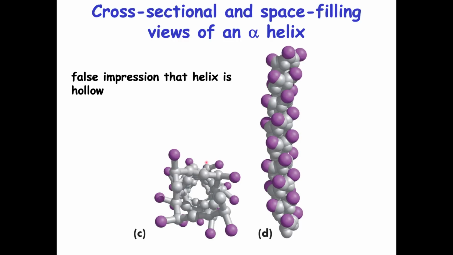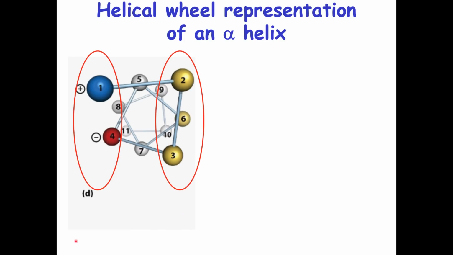This also shows the periodicity of the helix. And then this is the space-filling diagram here. Helix periodicity can be shown in a helical wheel, and this helical wheel is shown here. This representation can be colored to indicate surfaces with specific properties.